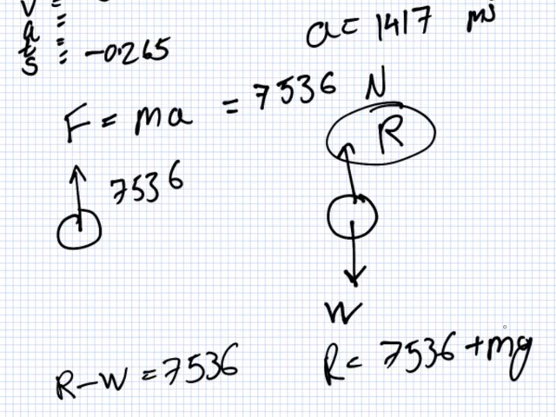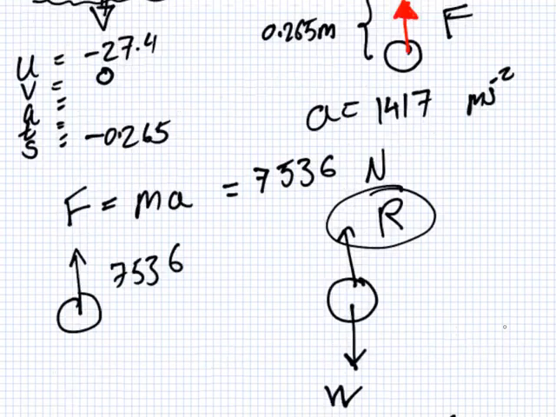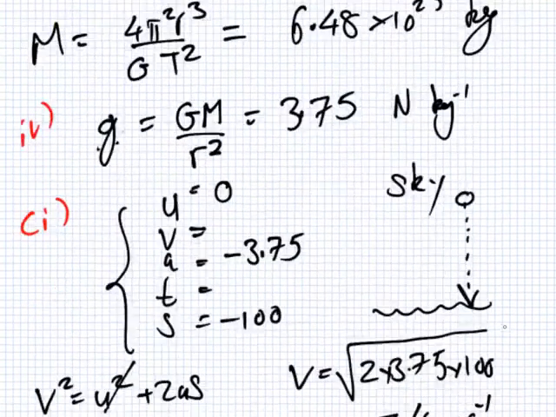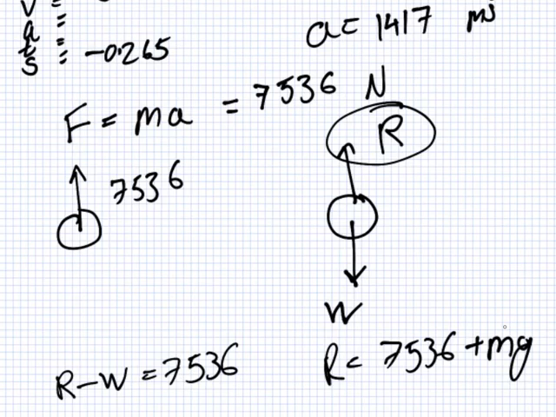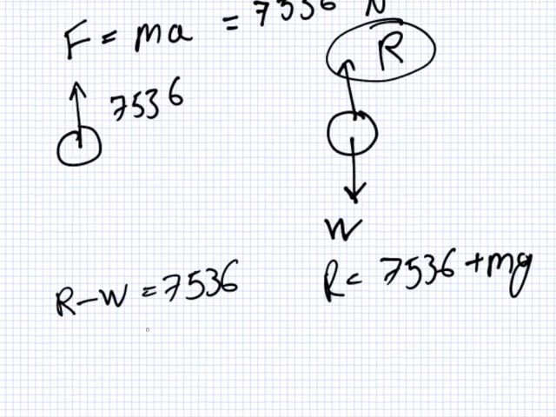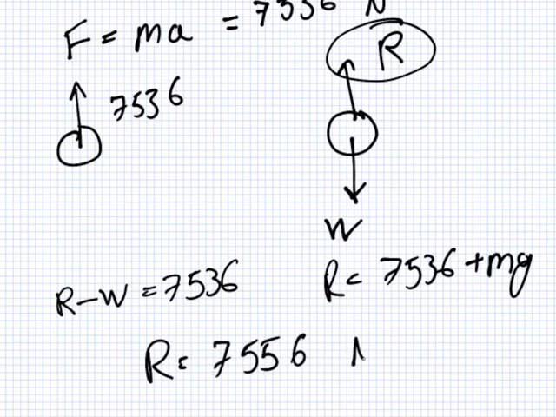Now what's the m here? 5.32, isn't it? But what's the g? It's not 9.81, it's 3.75. So really, for me, the proper answer here would be 7556 newtons.